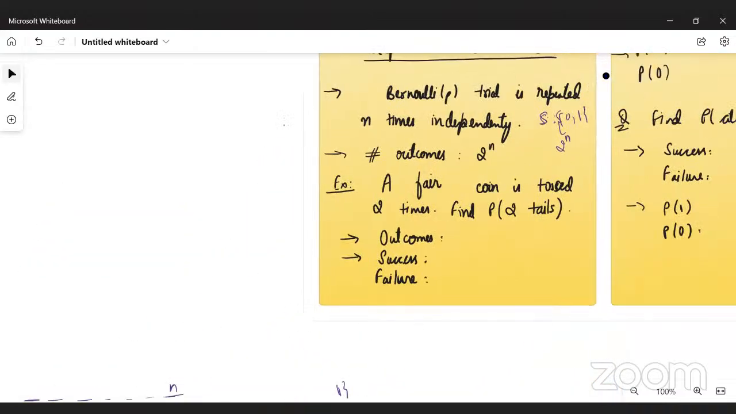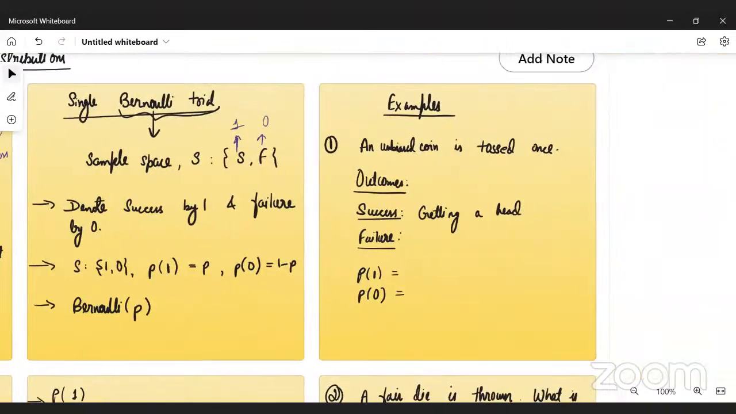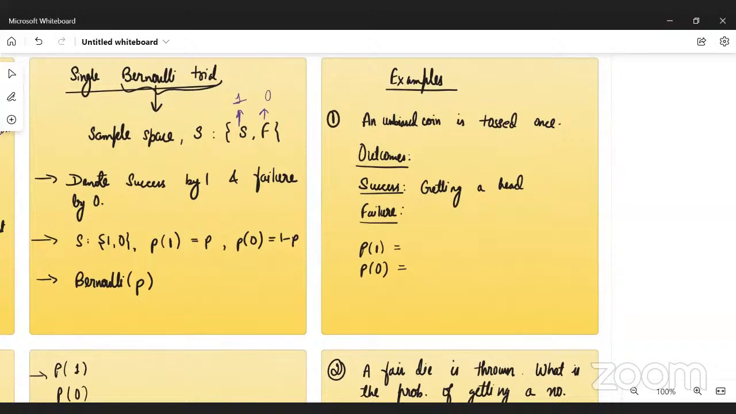So let's say a few examples. If I have a single Bernoulli trial, let's say a fair coin is tossed once. What all the outcomes are we going to get? It is just one head and one tail, right?